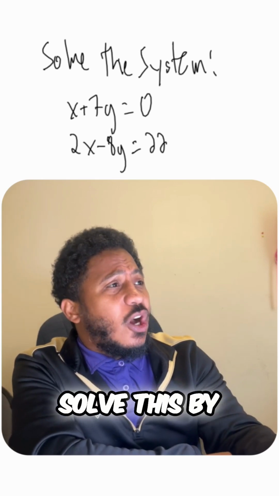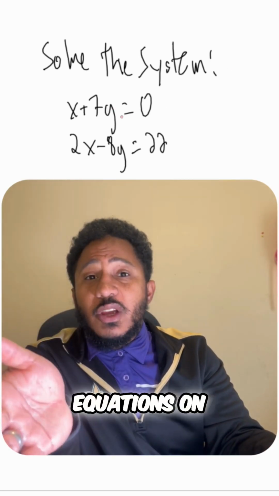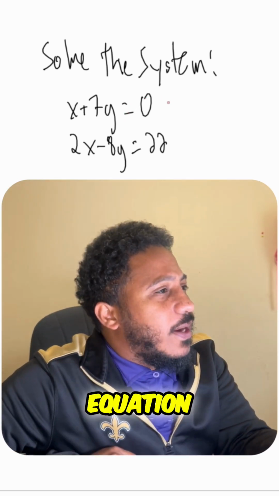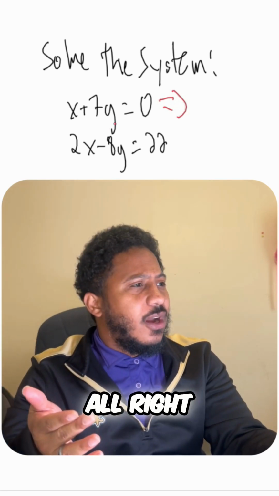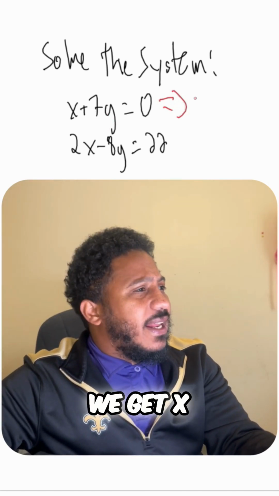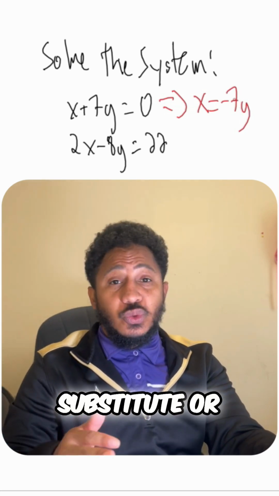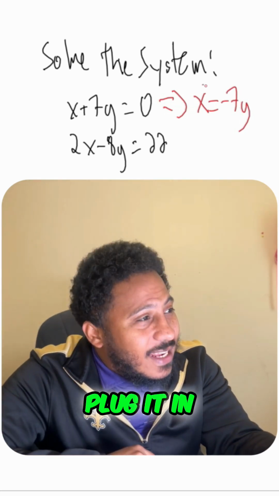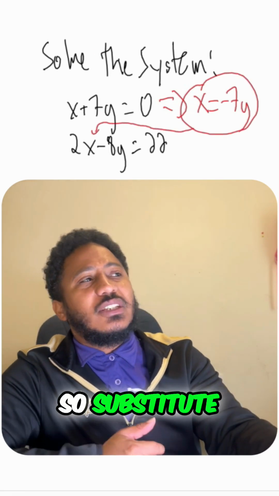Okay, so how we would solve this by substitution is by first, let's get one of the variables in one of the equations on one side by itself, then substitute it into the other equation. Like here, we would say, okay, let's get the x by itself. All right, then that'd be subtracting 7y. We get x equals negative 7y. And now we're going to substitute or plug that x into the other equation. Okay, so substitute it in.